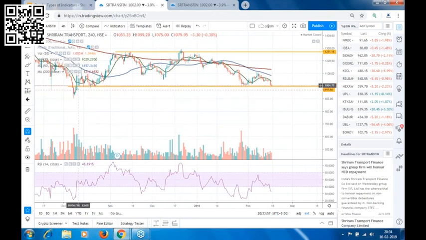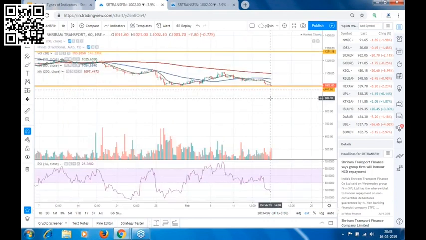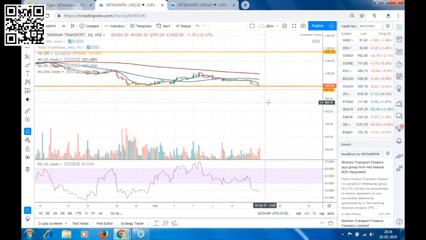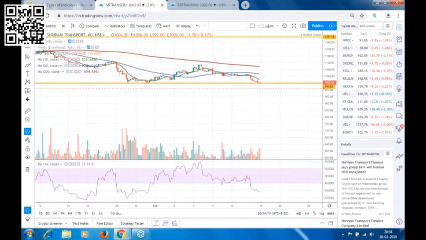See the level that we have marked on the daily chart acting as a support. And in the 1 hour time frame also, the stock is below all the moving averages. The only thing is that we have a support at the lower level.